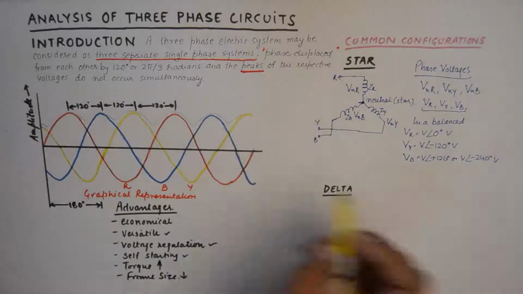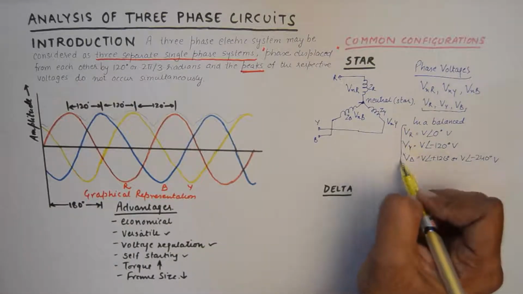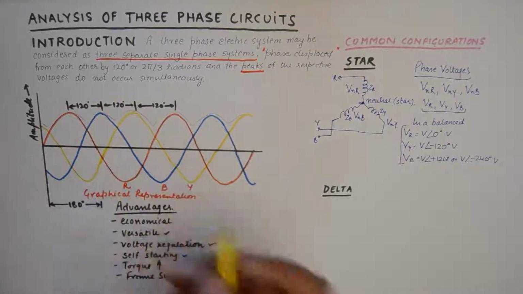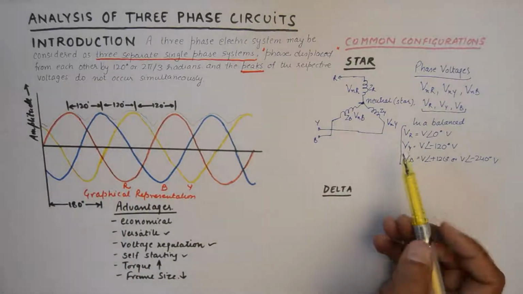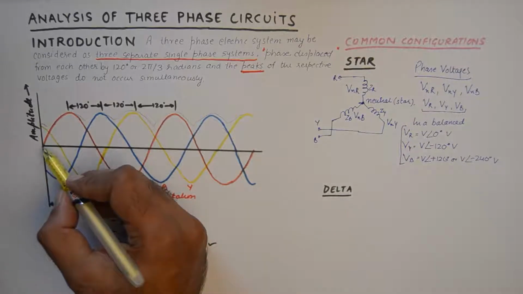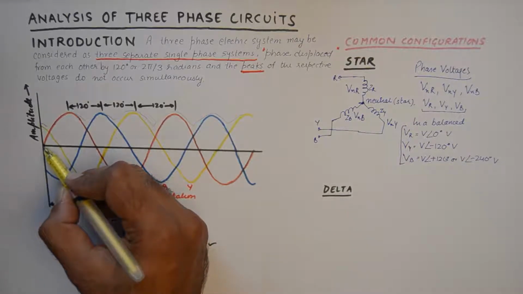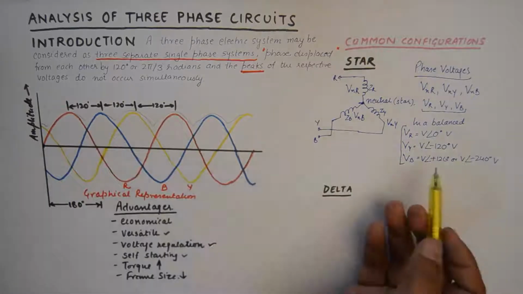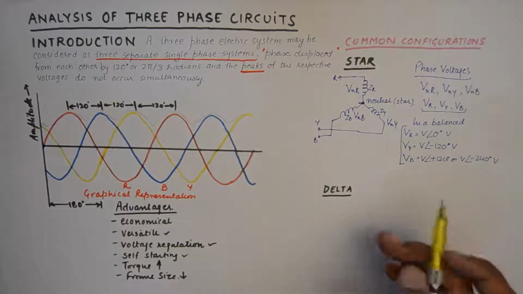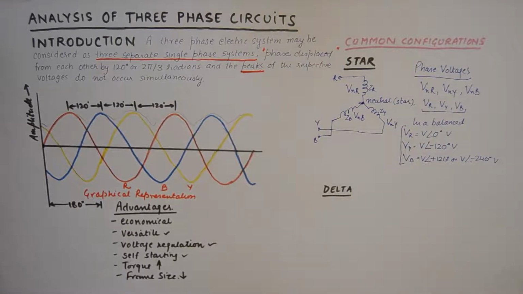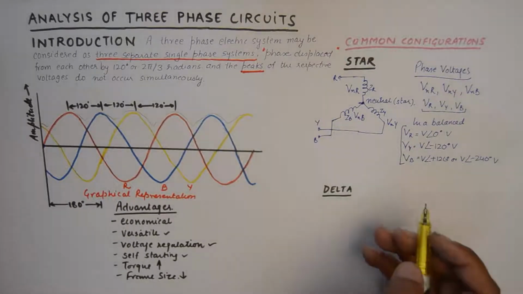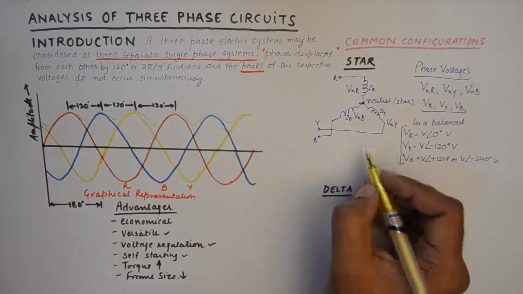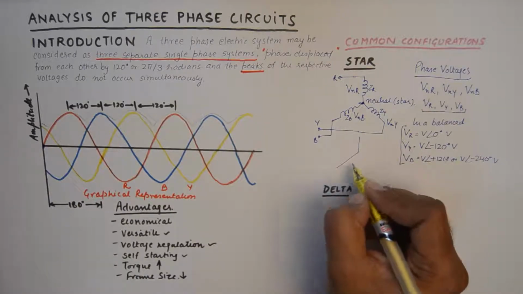Alright, so these expressions correspond to this graphical representation of voltages. We see that VR is starting from 0, then VY is 120 degrees displaced. It was starting late by an angle of 120 degrees, but this is how it will look. And the vector representation of phase voltages will be something like this.